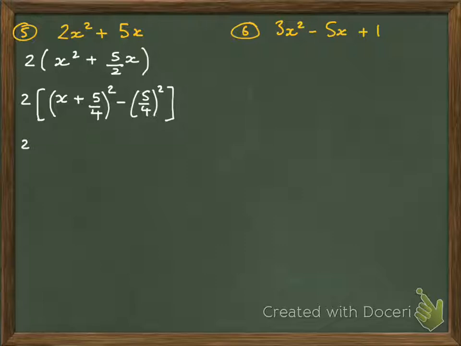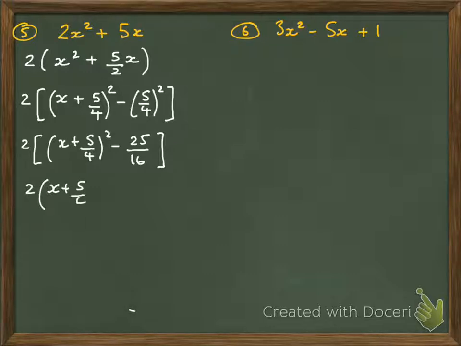Okay. Just tidy up inside the bracket first. So I'll have x plus 5 over 4 squared. Take away 5 squared, which is 25, over 4 squared, which is 16. And then if I finish off by multiplying out that bracket, I'll have 2 times x plus 5 over 4 all squared. So that's just going to give me 2 lots of x plus 5 over 4 squared. 2 times 25 over 16. Well, the 2 and the 16 will cancel, leaving me with just 25 over 8. Okay, done.